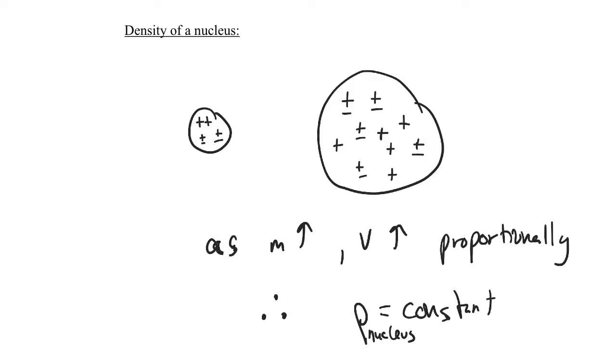Again, as it gets larger, it gets bigger in mass and in volume at the exact same rate, which makes the density of the nuclei the same for any atom. Yes, it gets more massive, but it also gets more volume.